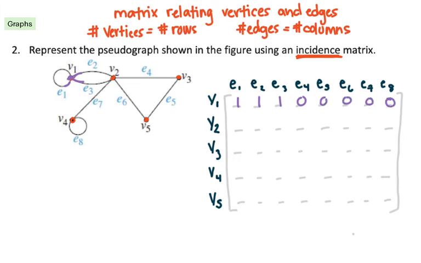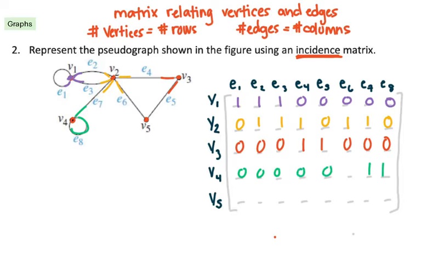Okay, we'll do the same for V2. It's touching E2, E3, E4, E6, E7. The other ones, it's not touching at all. Okay, we'll look at V3, just E4 and E5. And the other ones, it's not touching at all. Okay, and V4 is touching E7 and E8. So the rest get zeros.